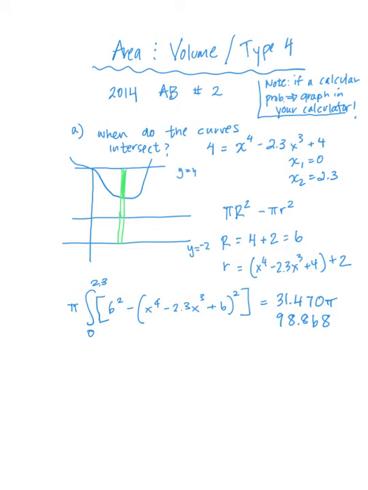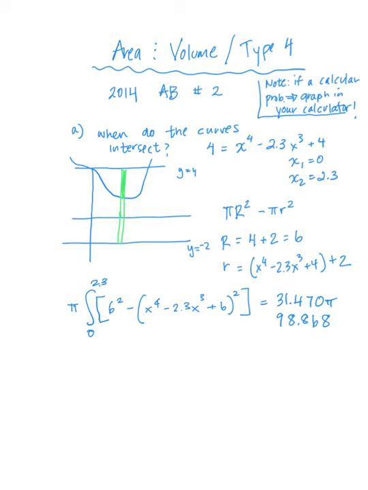All right, area and volume type 4. In an effort to get these videos short enough to be able to upload onto YouTube, I'm just going to kind of do these page by page. This one has 14 pages, and I'll kind of just talk through the solutions as I've already written them out.